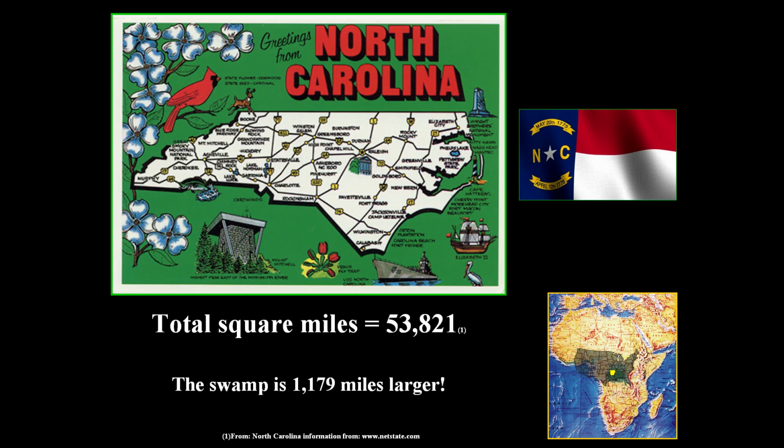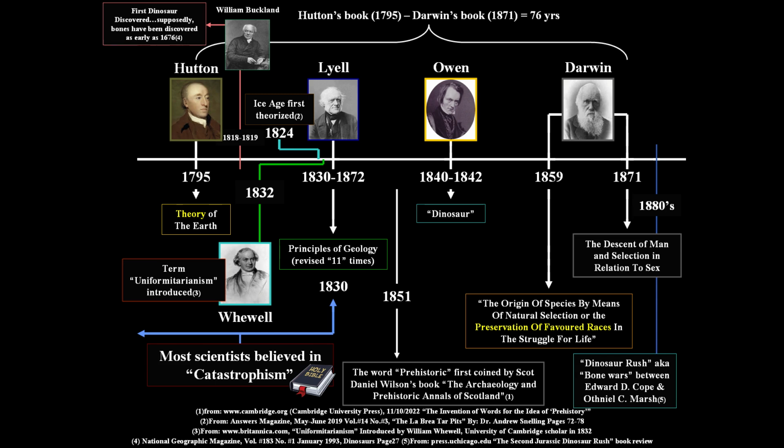I do agree. Now, going back to the Brontosaurus, if you'll remember this chart here, go all the way to the right-hand side where you see 1880s. Right there where Darwin is, you'll see 1871. Go over to the right, you'll see 1880s. Now go follow that blue line all the way down. And this was the time period of the dinosaur rush, or the Bone Wars, it was also known as, between Edward Cope and Othniel Marsh.